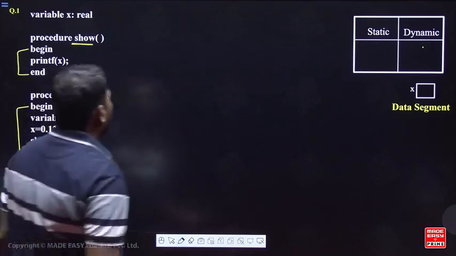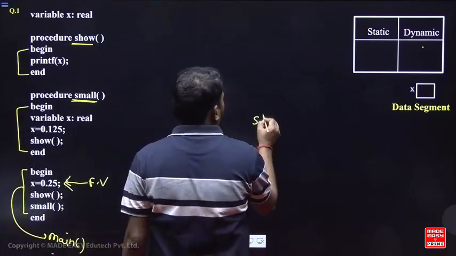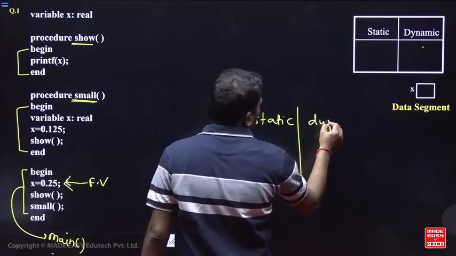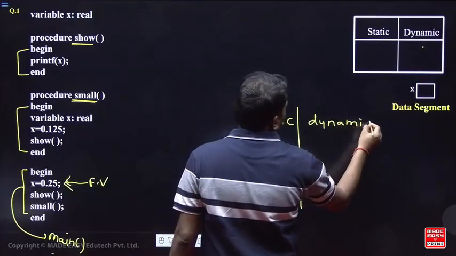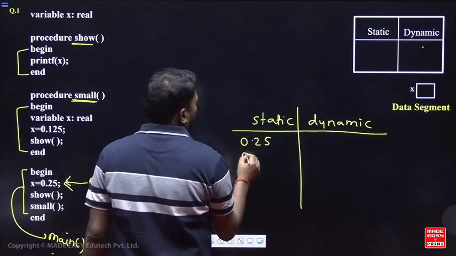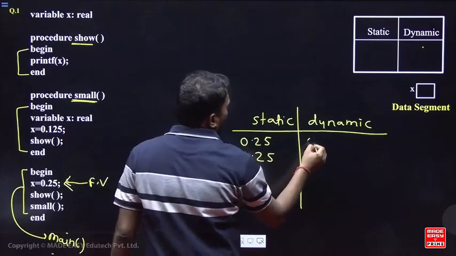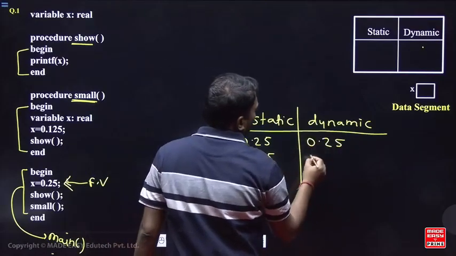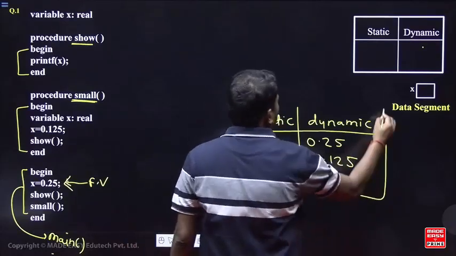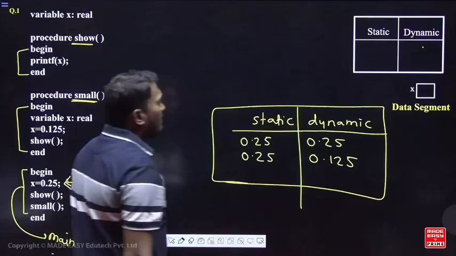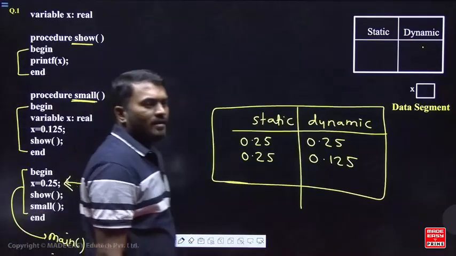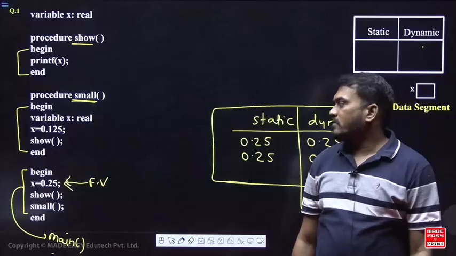So I am just revealing the answer, static scoping and dynamic scoping. I think in static scoping the answer is 0.25, 0.25. In dynamic scoping the answer is 0.25, 0.125. Okay, so this is the answer. The explanation I will give in tomorrow's class.